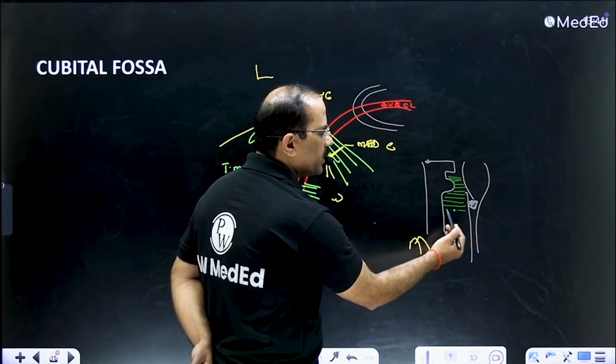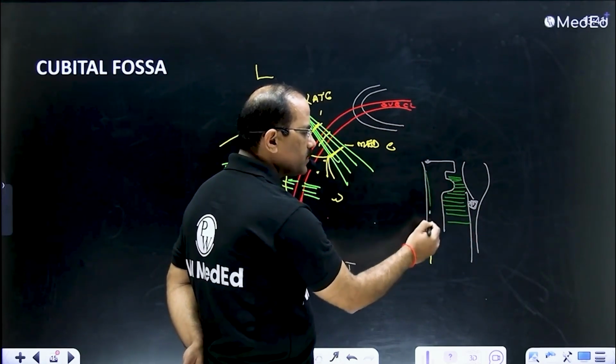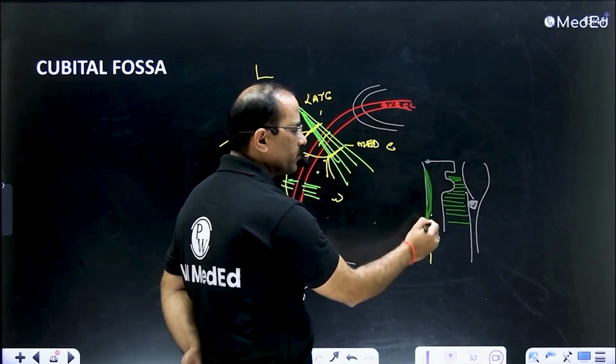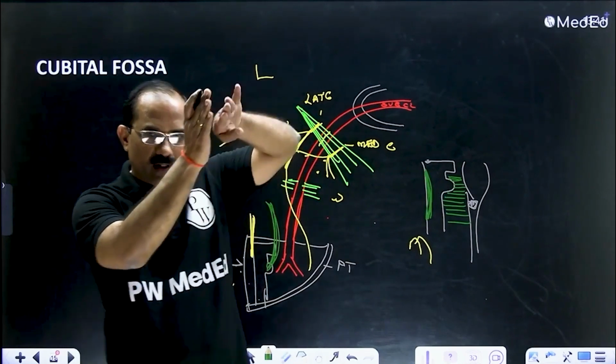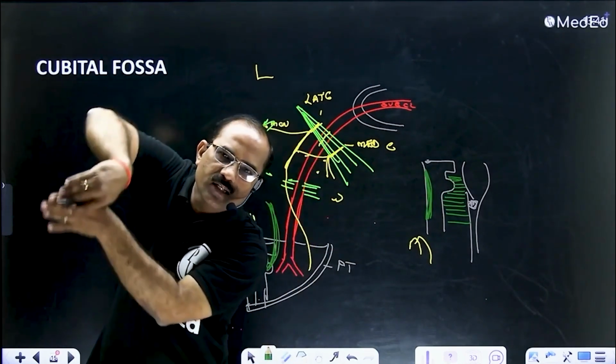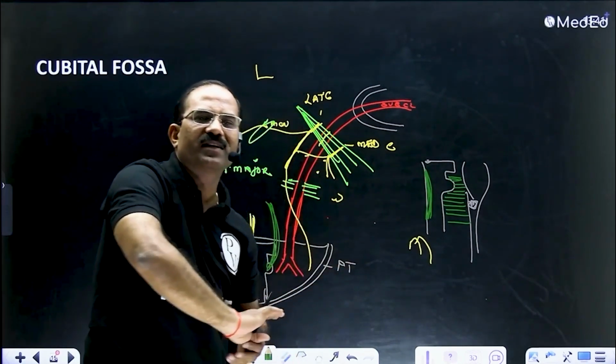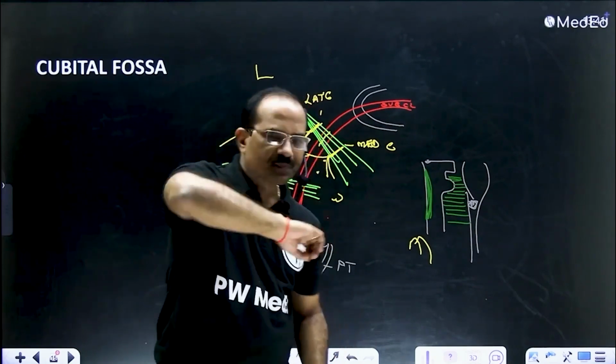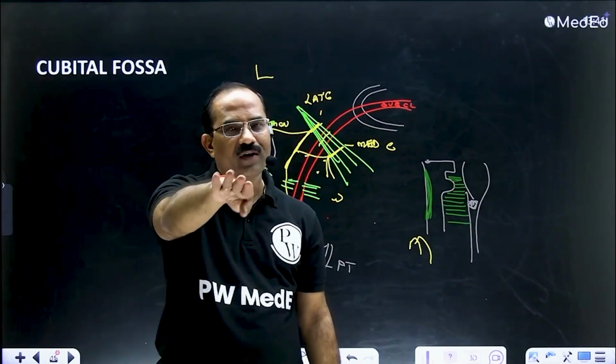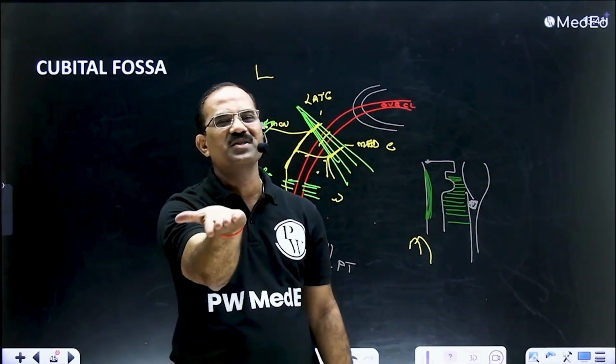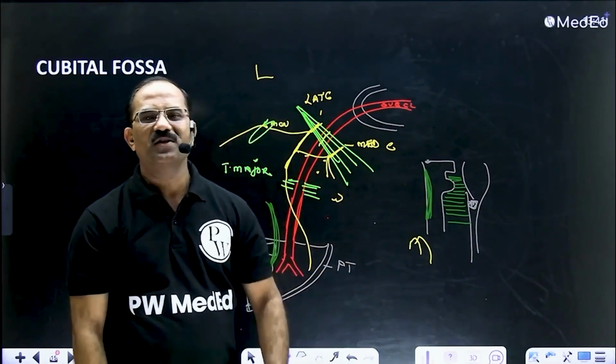This muscle goes behind the radius and it gets inserted on the lateral aspect of the radius. It goes like this. So when this muscle contracts, we do this. What is this action? Supination. What is this muscle? Supinator.